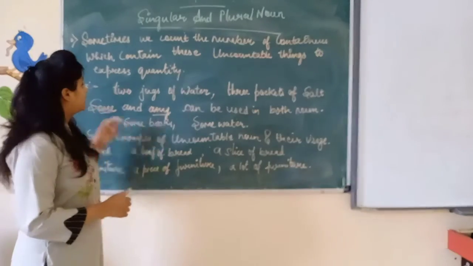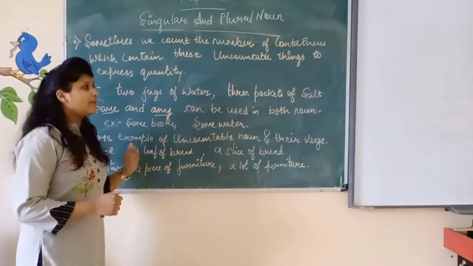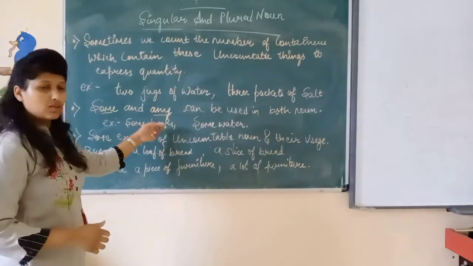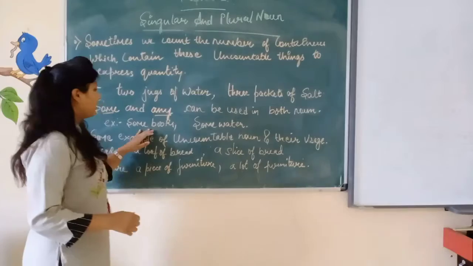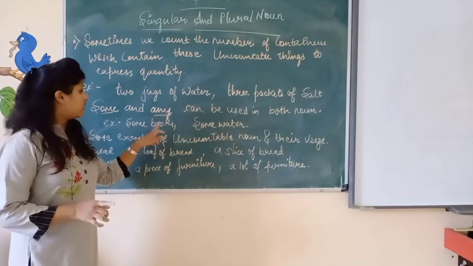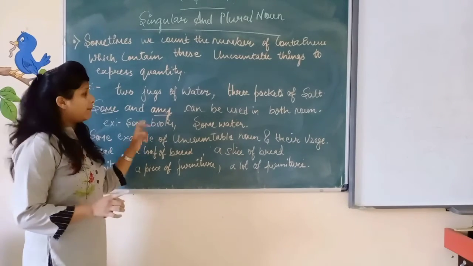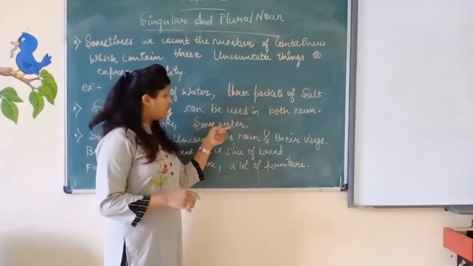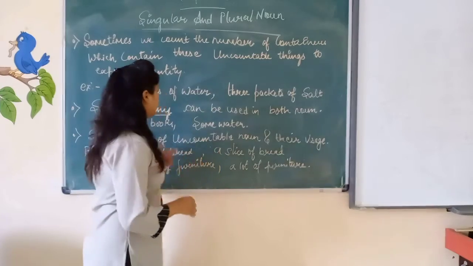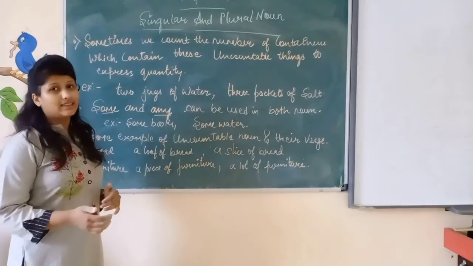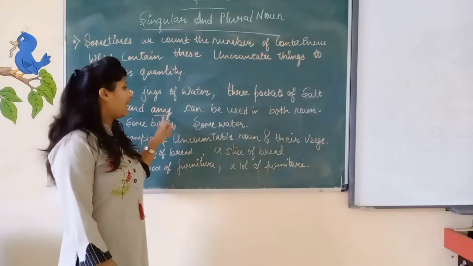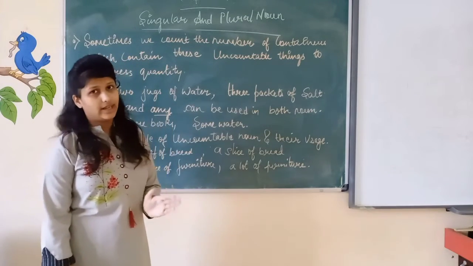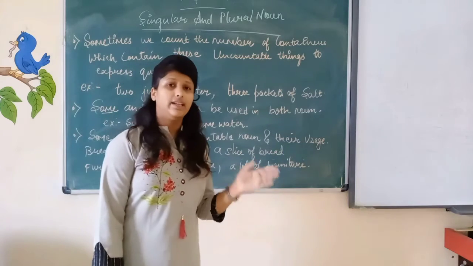Second point is that some and any can be used with both types of noun. For example, some books, some water. Here, book is a countable thing, so we have used some over here. But we see in this example that we have used some for an uncountable noun too. So this statement is saying that we can use some and any for both types of noun, whether it is a countable noun or an uncountable noun.